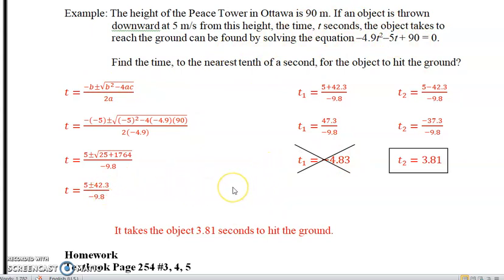So the homework is found on page 254, and we'll just do a few to make sure we're getting the hang of these. And these are numbers 3, 4, and 5. Okay. All right, and we'll see you in the next video when we're going to do the second part of the section on the quadratic formula, and we're going to talk about the discriminant. All right, thanks everyone, and we'll see you again soon.